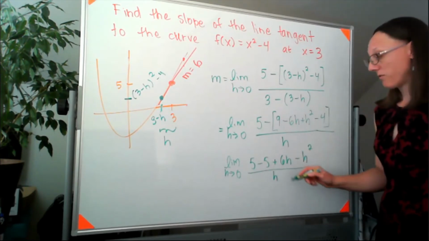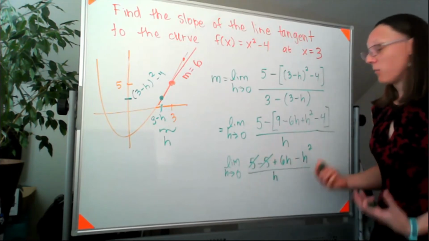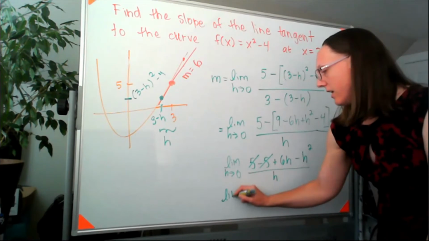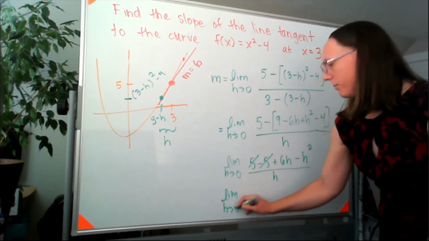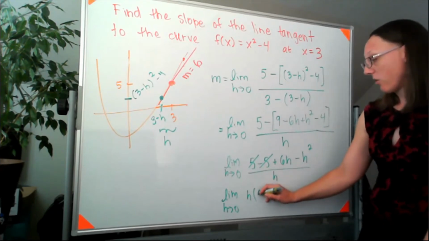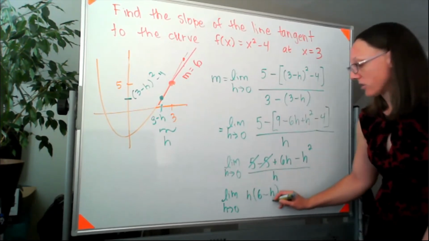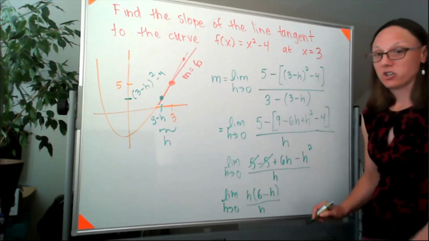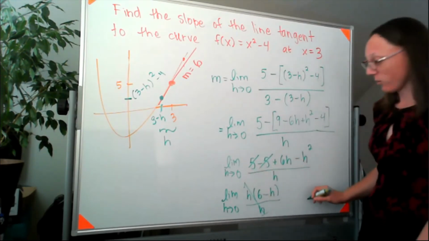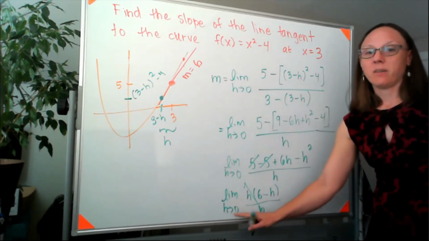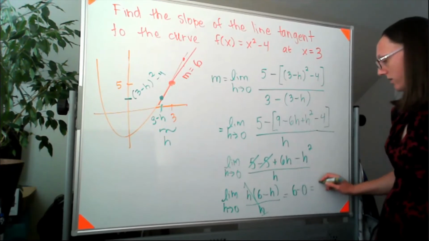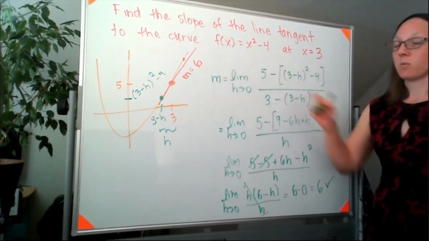I can cancel out those 5's. And once again, even though I have 0 over 0 for that limit, it's not going to be a problem because we can factor an h out of the numerator. When I pull that h out, I'll be left with 6 minus h, whole thing over h. And once again, that h over h is going to be equal to 1. In the limit as h approaches 0, I now have 6 minus 0 or 6, which matches what we got before.